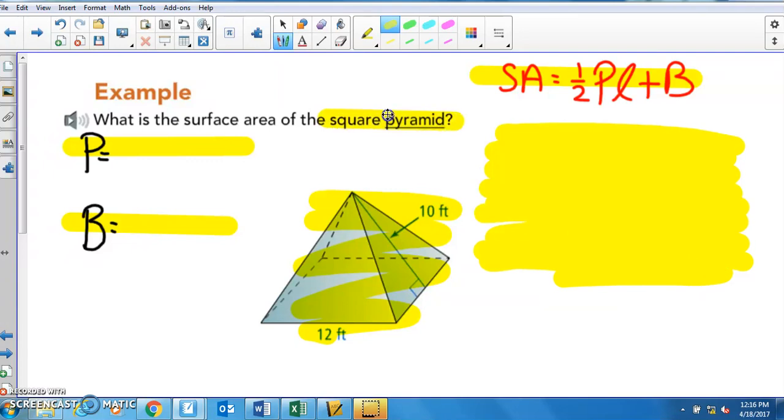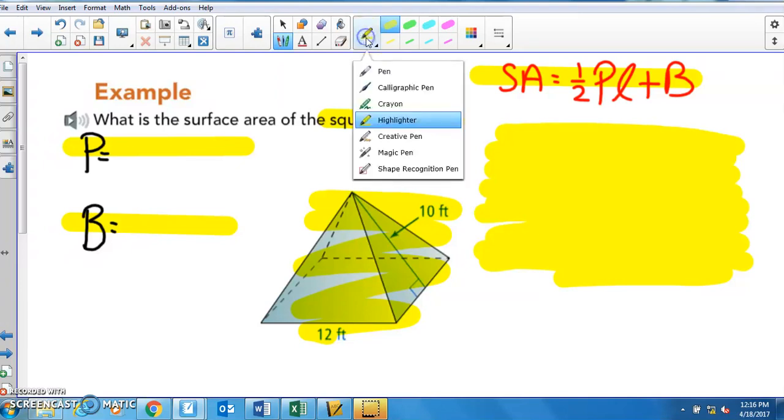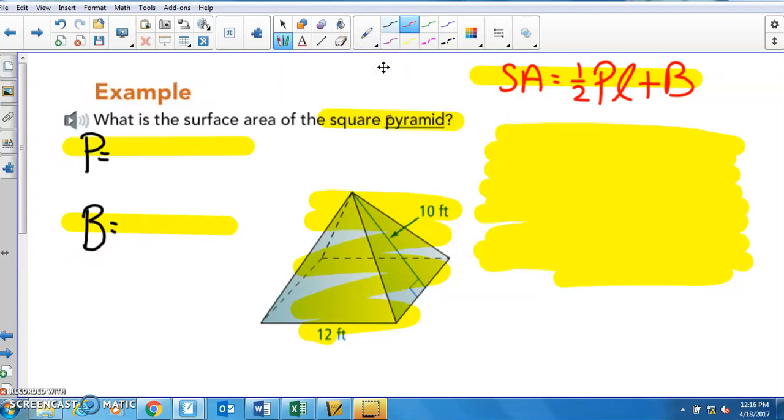Whenever we're dealing with pyramids, the base of the pyramid is what classifies it. So it says it's a square pyramid. So what that means is that the bottom of this pyramid is the shape of a square. And as we all know, a square has 4 equal sides. So what does that mean? It means that if this side is 12, that means each side of that base is also 12.